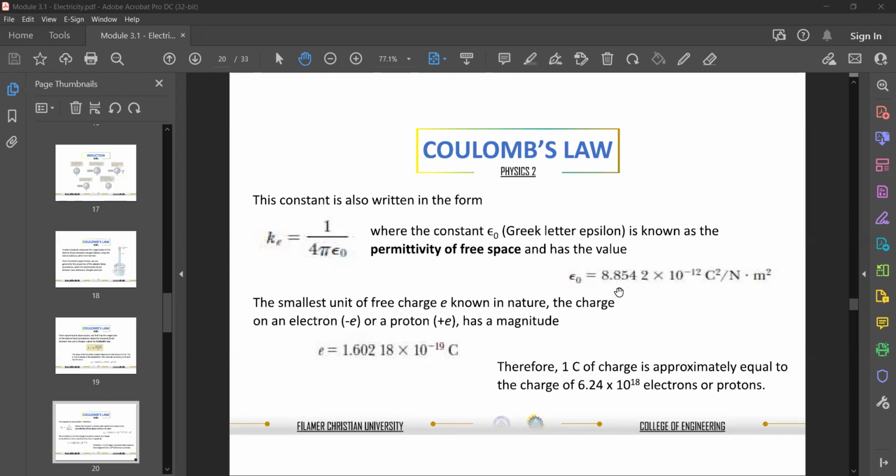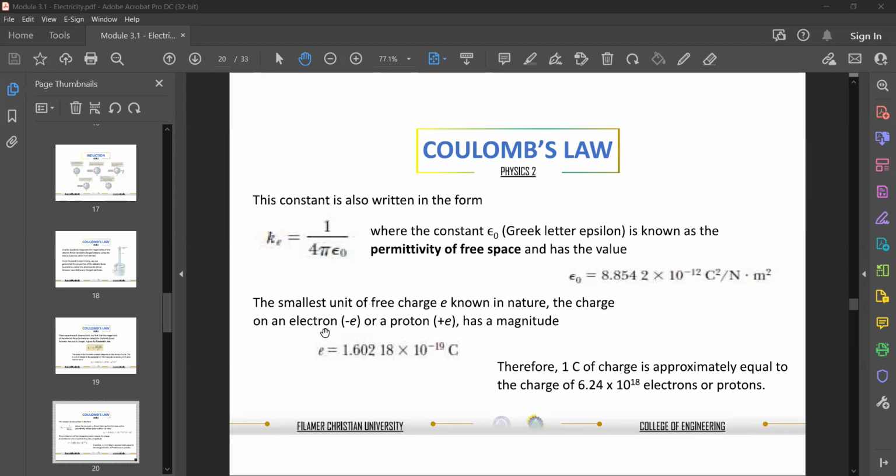And it has a value of 8.8542 times 10 raised to negative 12 Coulomb squared per Newton meter squared. So the smallest unit of free charge e known in nature is the charge on an electron, with a magnitude of 1.60218 times 10 raised to negative 19. Therefore, one coulomb of charge is approximately equal to the charge of 6.24 times 10 raised to 18 electrons or protons. It depends.